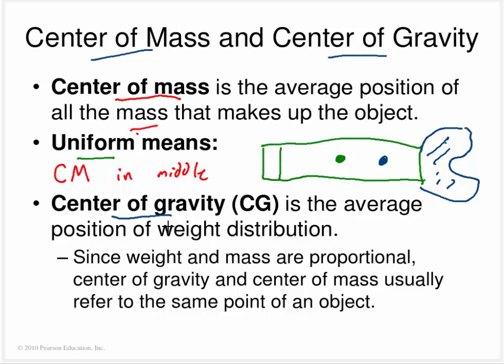In the case of this class, center of gravity can be used interchangeably with center of mass, and essentially what that is, we're talking about weights instead of masses. If we had an object that was so large that the gravity field on it was not uniform, then the center of gravity would be different than the center of mass. But that's not going to be the case for this class.